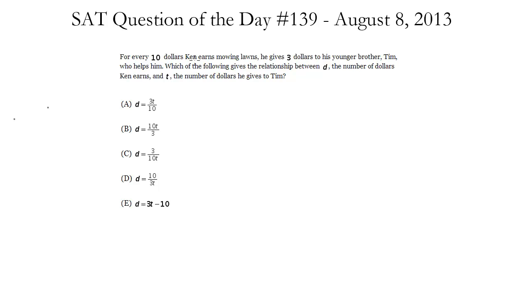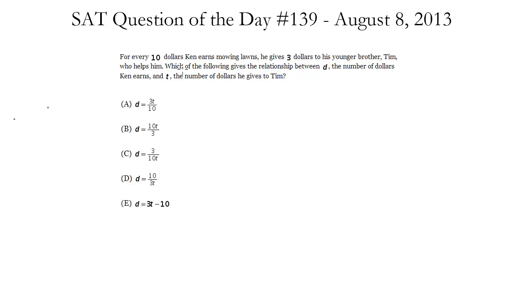For every $10 Ken earns mowing lawns, he gives $3 to his younger brother, Tim, who helps him. Which of the following gives the relationship between D, the number of dollars Ken earns, and T, the number of dollars he gives Tim? There's two ways to do it, as you might expect. Plug in, because we've got letters in the question, letters in the answer choices. So that's one way. And the other way is the algebraic.